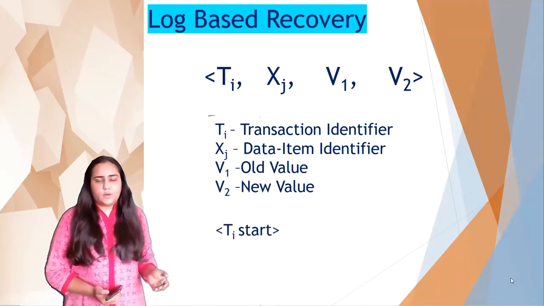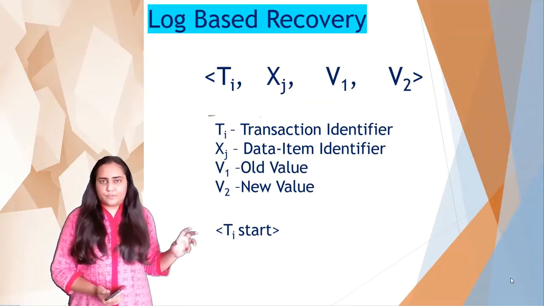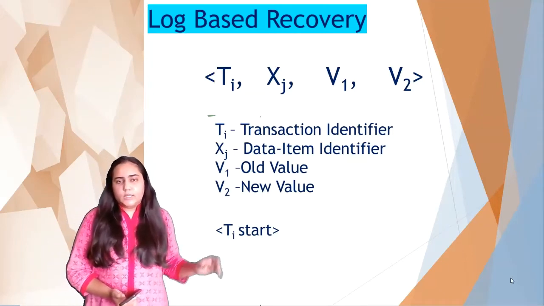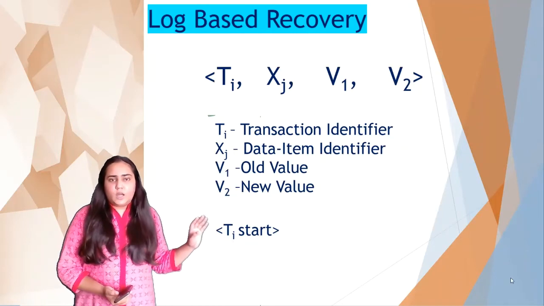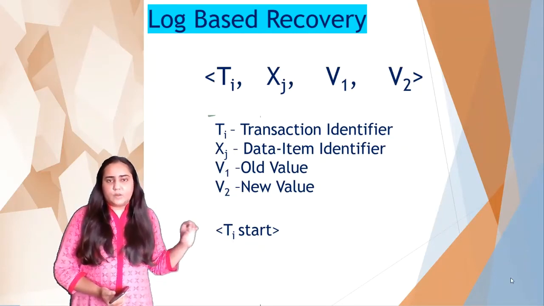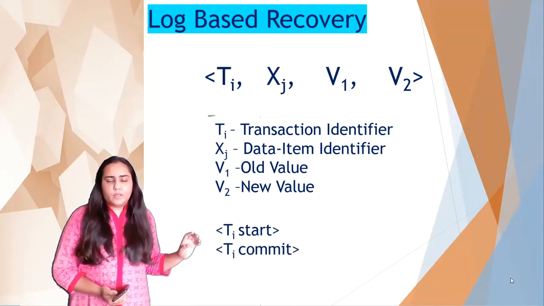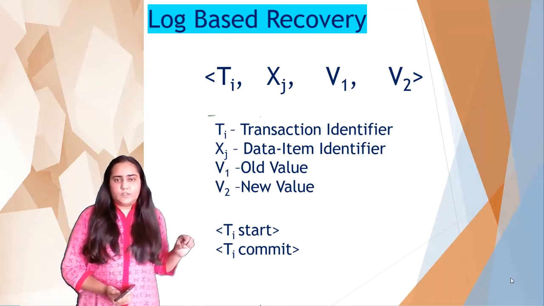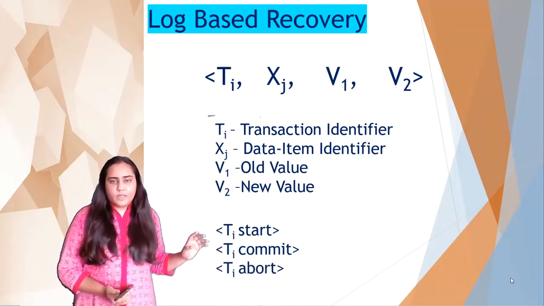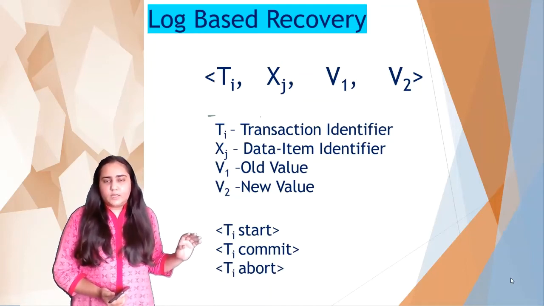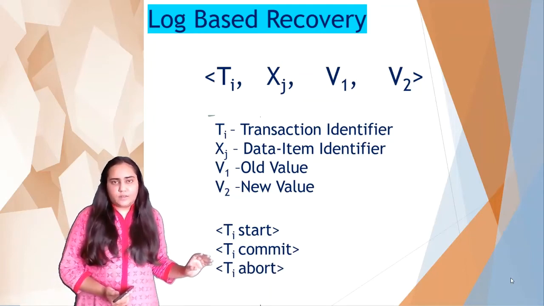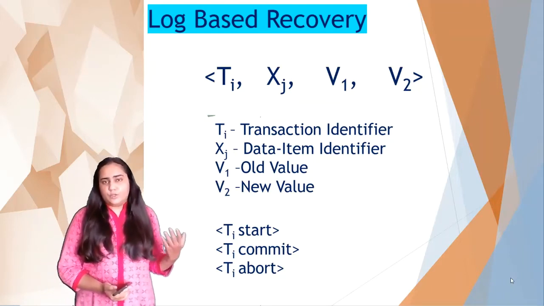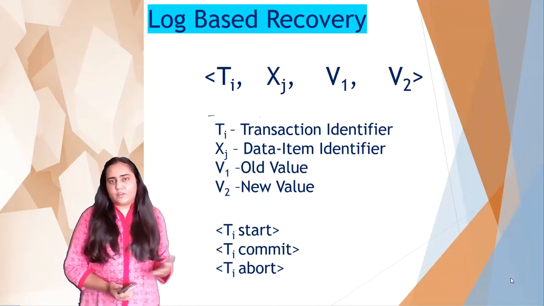Other than this, there are also some operations that are stored in the log file. First of all, if the transaction is starting, then the identifier of the transaction along with the start operation is also noted down in the log file. If a transaction commits, then even the commit operation of the transaction is noted in the log file. If a transaction aborts, then that too is noted in the log file. So these many things are noted in the log file. Now let's see how we can use this log file to make a recovery from failure.